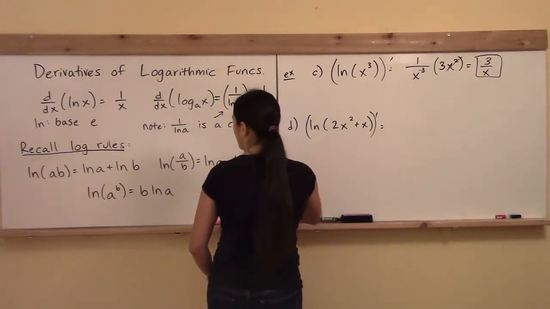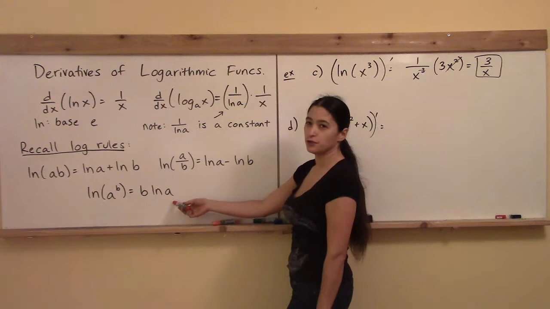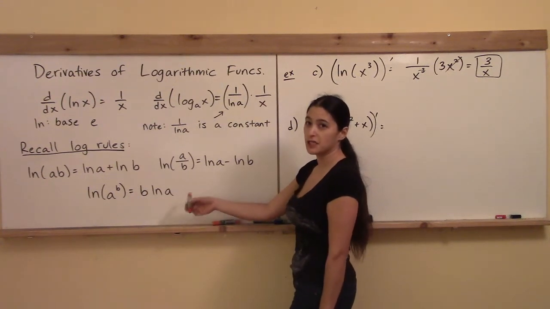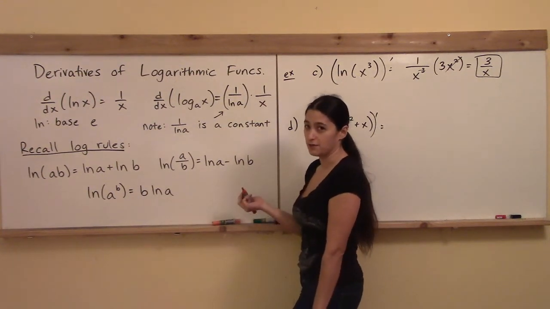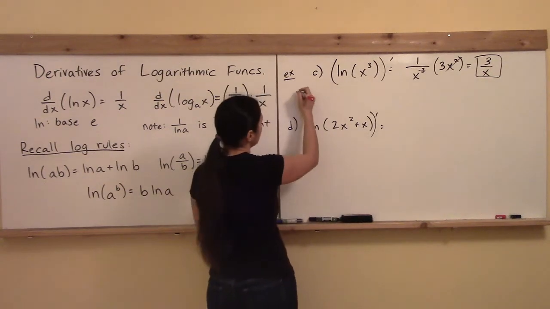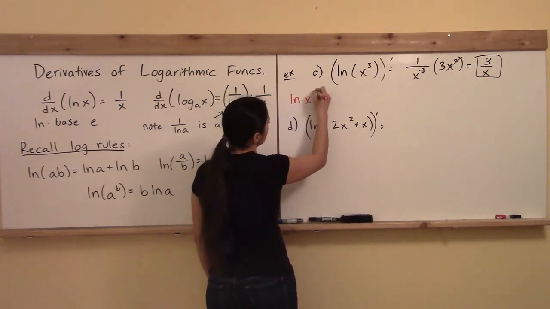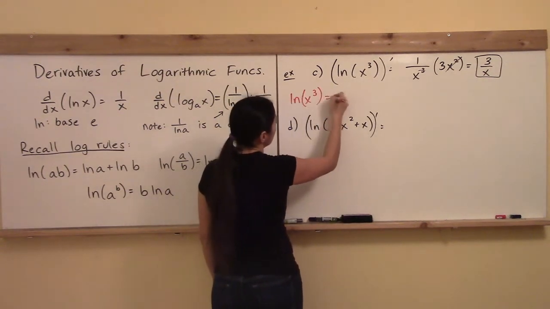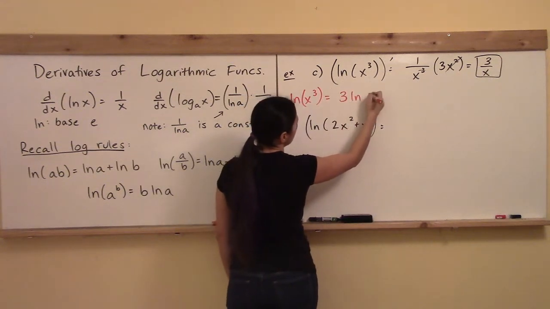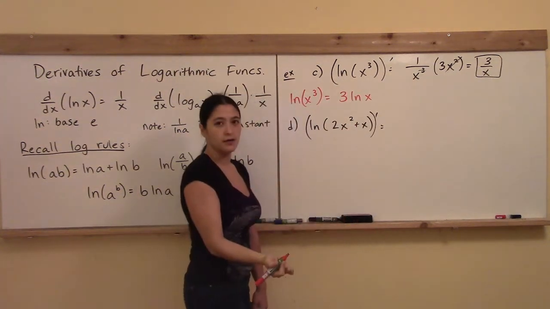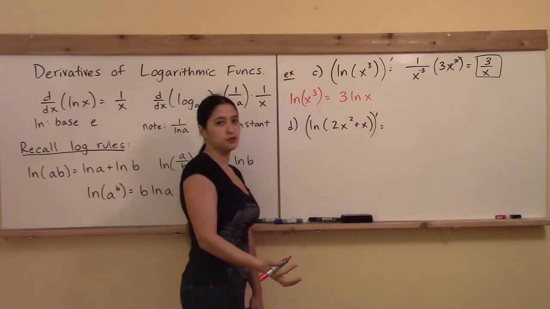So the alternative route I can use is I'm going to use the log rules to simplify first and then take the derivative. Okay, so keep in mind when you're doing that, you are actually simplifying the function first. For this one, we would take the 3 and it will pop out. And then we can take the derivative.